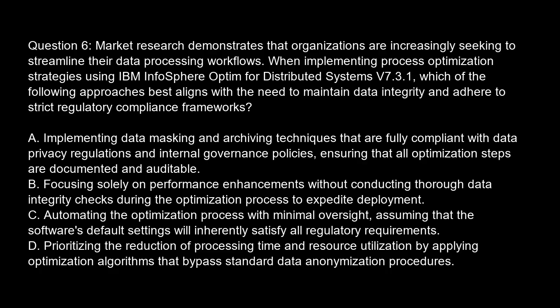Option B. Focusing solely on performance enhancements without conducting thorough data integrity checks during the optimization process to expedite deployment. Option C. Automating the optimization process with minimal oversight, assuming that the software's default settings will inherently satisfy all regulatory requirements. Option D. Prioritizing the reduction of processing time and resource utilization by applying optimization algorithms that bypass standard data anonymization procedures.